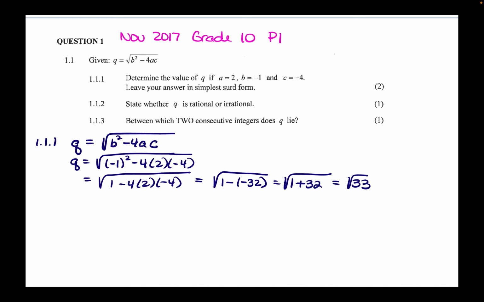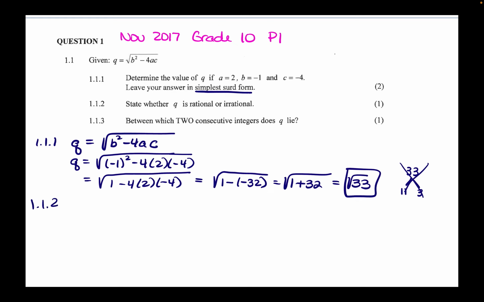root of 33. Now the directions said to put this in simplest surd form, so we might want to check to see if we can simplify. And we look at the factors of 33, 11, and 3. Neither one of those is a perfect square, so that will be our final answer.